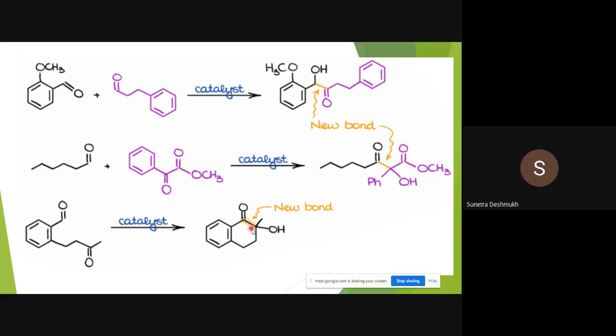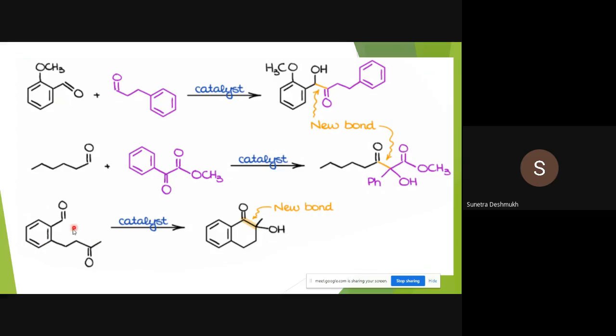One more thing we have generated: this carbon-carbon single bond. That means we have generated one new cyclic ring here by utilizing two different aldehydes. This is 2-methoxybenzaldehyde, and this one is another kind of aromatic aldehyde. In place of the catalyst, which new bond is forming, they have given over here. This new bond is formed by utilizing this aldehyde and a 1,2-diketone or ketoester in place of the catalyst.